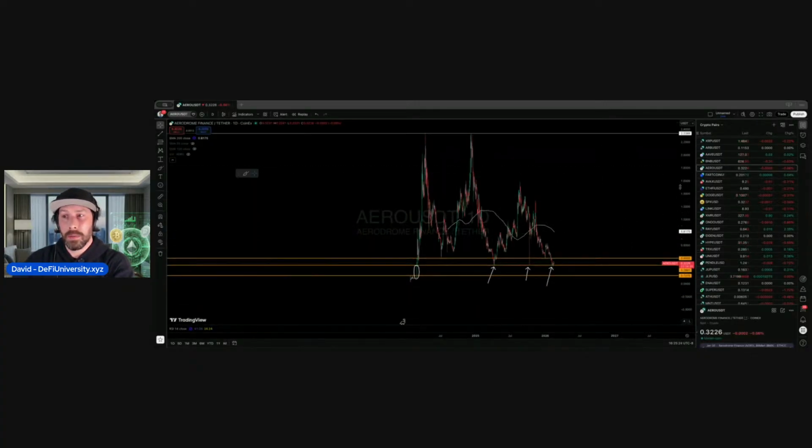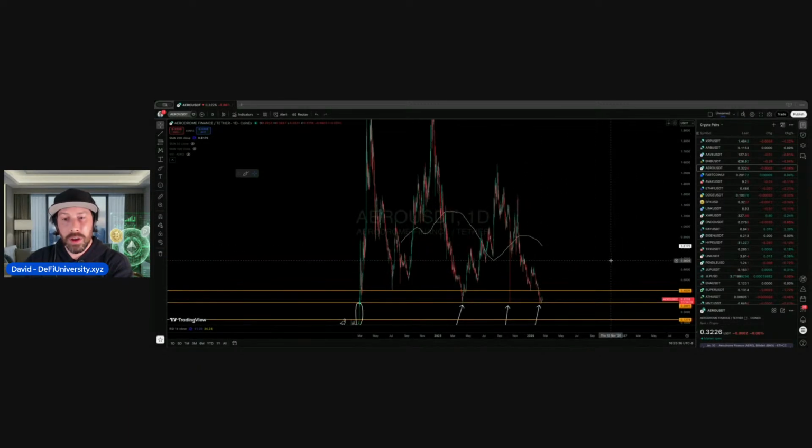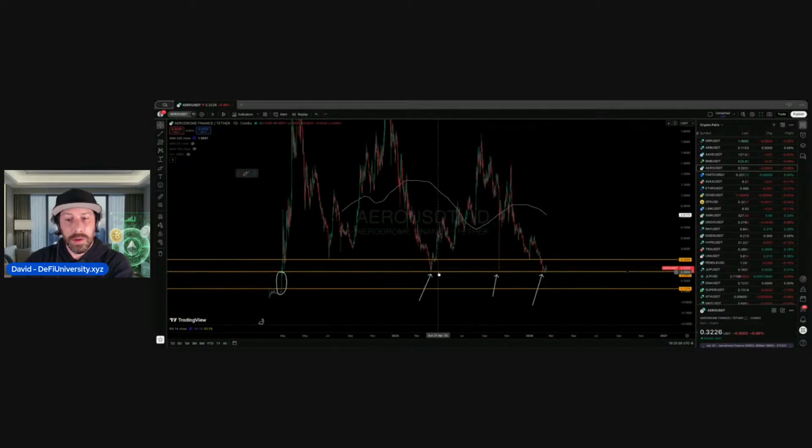And let's take a look at Arrow. Here is Arrow. And Arrow is a reward token for the Aerodrome decentralized exchange on the Base chain. And take a look at this level of support. It's been touched 3 times. That level of support comes in, if I just move this a little bit, at roughly 28 cents. So once, twice, 3 times.